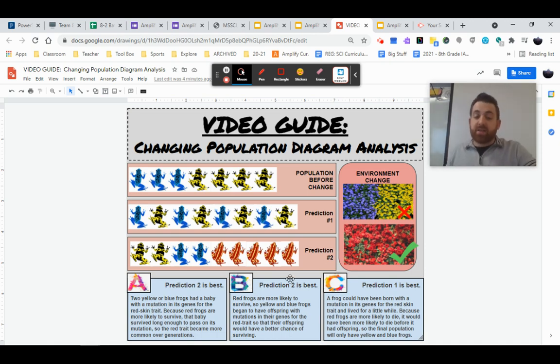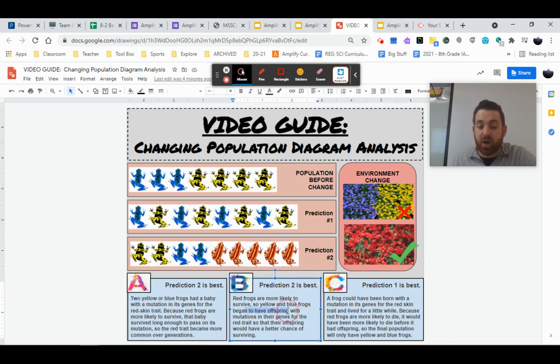Option B does have the best prediction, but the reasoning here isn't quite right. If we're looking at the reasoning here, it's saying that the yellow and blue frogs had the choice of their offspring having that mutation in a gene. We know mutations are random and organisms do not have control over it, so that reasoning is wrong.